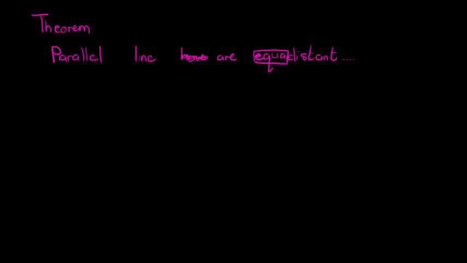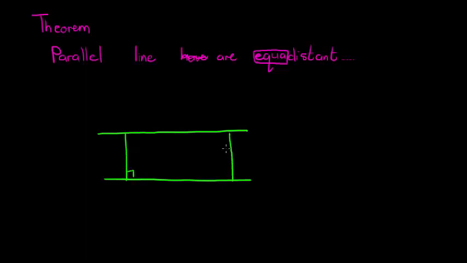Excellent. I couldn't say it better myself: no matter where I am on a parallel line, the distance between the lines at every point must be the same. But not just the normal distance, the perpendicular distance. In other words, if I take the perpendicular here and the perpendicular there, those two distances are the same.